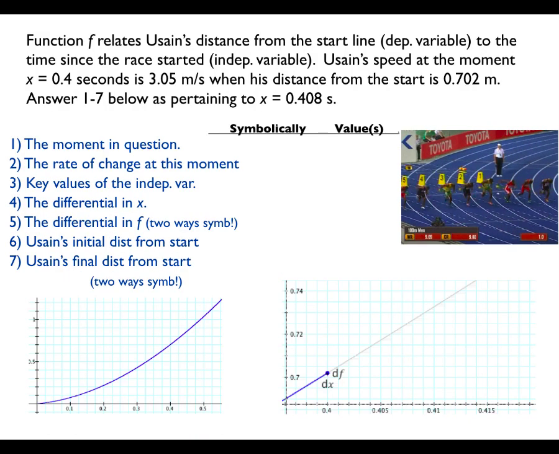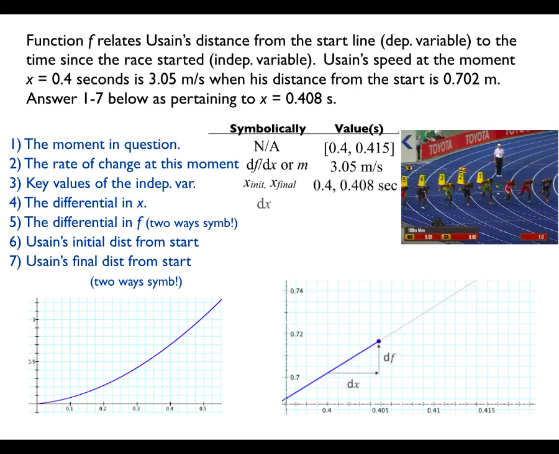So again, just getting students to read the context and symbolically represent the situation that's going on here. And here's another variation of that. This is around 0.4 seconds. This is a little bit different here. I'm giving the rate of change, the rate of change is m, and that's given in this problem. So key values of the independent variable, x initial and final, the differential. So the differential in the dependent variable can be represented two ways, df and mdx.